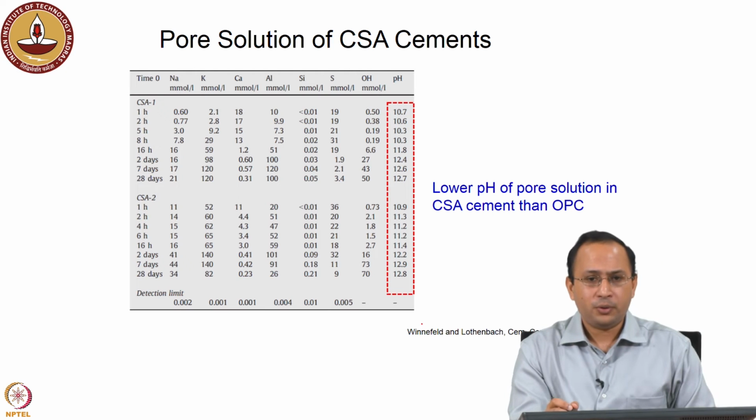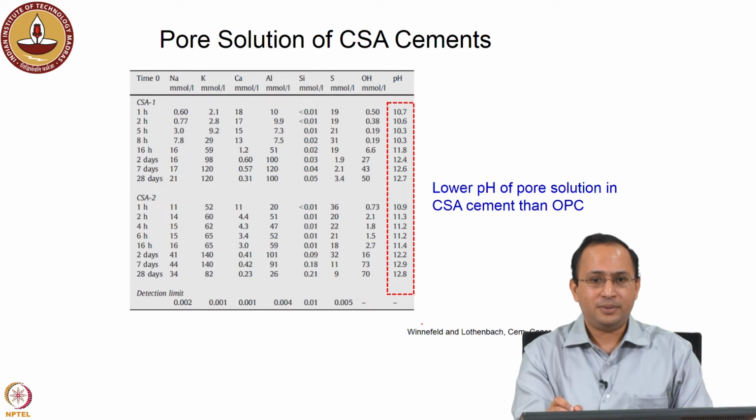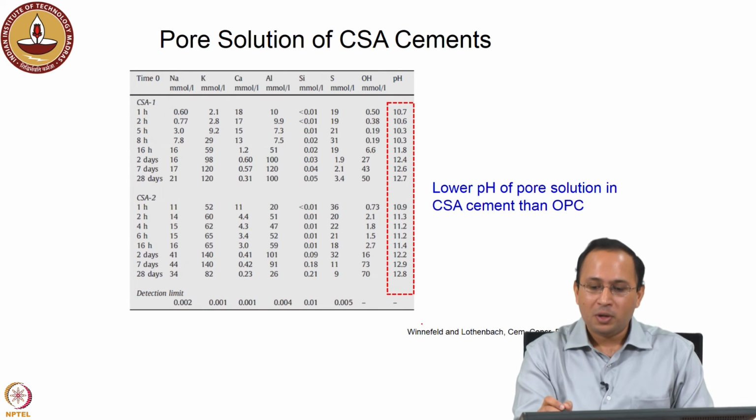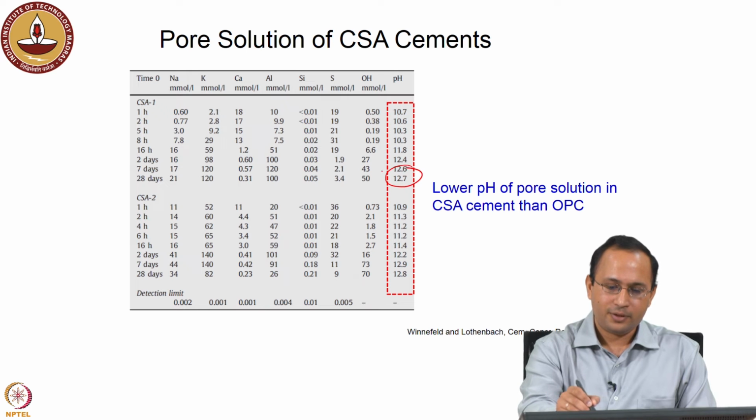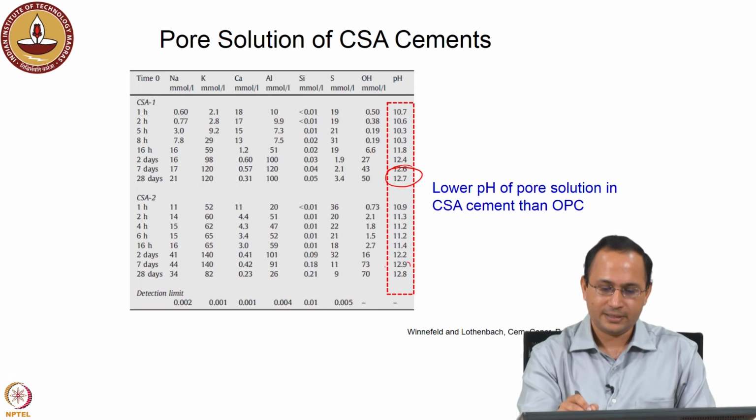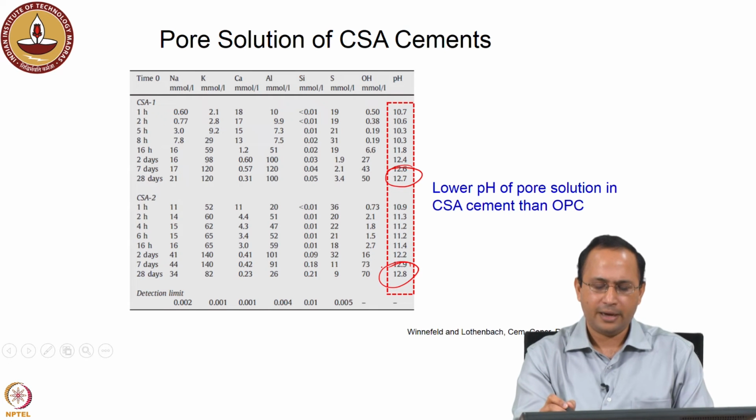Also, it is important to look into the pore solution, right, because the pH of the pore solution dictates a lot of things like corrosion, for example. CSA cement has lower pH than OPC, but you can see that at least in this study they reported around 12.6 to 12.7 pH. I have not seen any study where it was lower than 12 basically. So yes, it is lower than OPC, but not very low, right, to cause corrosion.